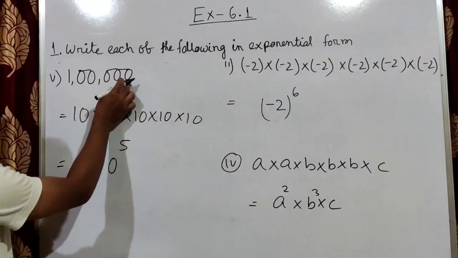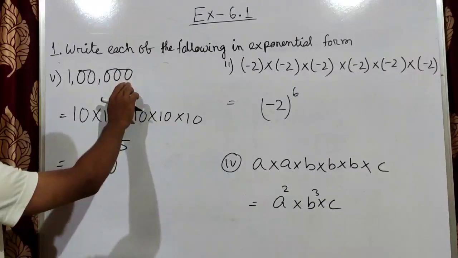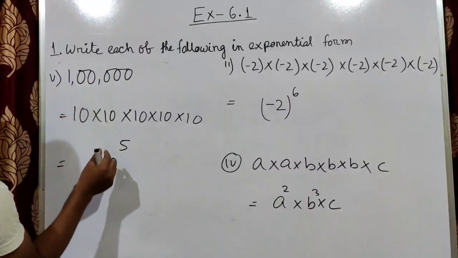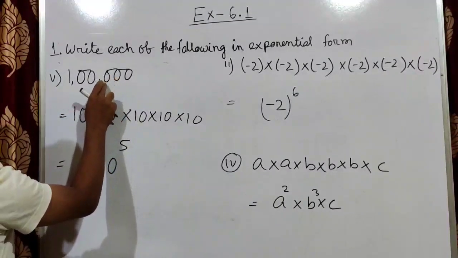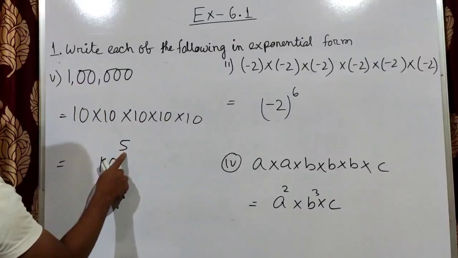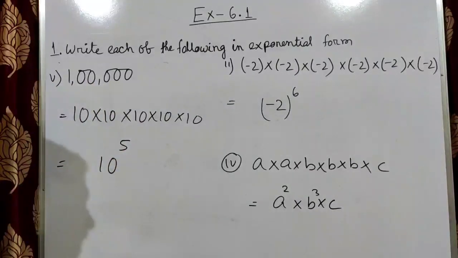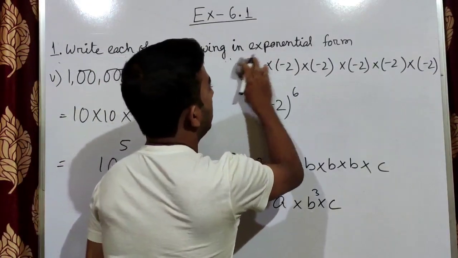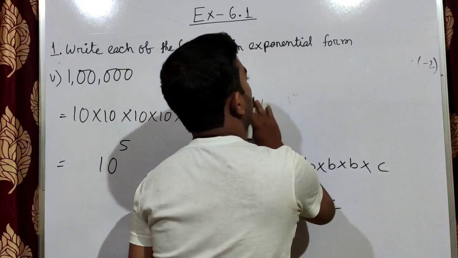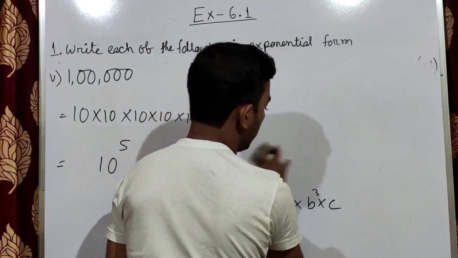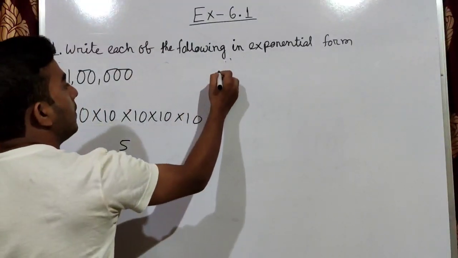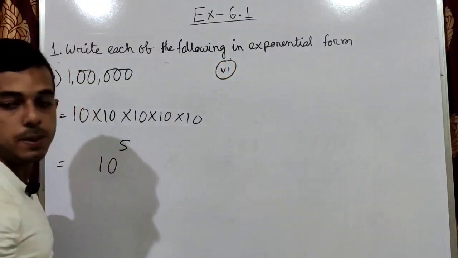Clear? Okay. Now one thing more. Look, here what happened? We have written this 10, right? Now how many zeros are there? 1, 2, 3, 4, 5. There are 5. So we will write 5. Clear? Okay. Now another question of the same type is there. Let us solve this one. Then you will understand what I want to say.